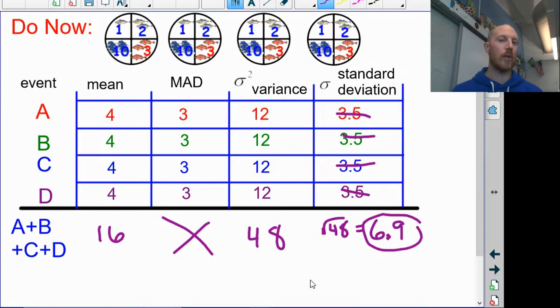We actually just looked at a repeat of the same event. We had the same wheel of fish spun 4 times, and we could just add the mean, 4 plus 4 plus 4 plus 4, but really isn't that the same thing as just taking the mean and multiplying it by the number of repetitions? The mean was 4, and there were 4 repetitions, and 4 times 4 is 16. Didn't we actually just do the same process with the variance? We took 12, we added it 4 times. That's the same as multiplication. It's just 12, the variance, multiplied by 4 repetitions to get 48. And then the standard deviation, well, it's always the square root of the variance.